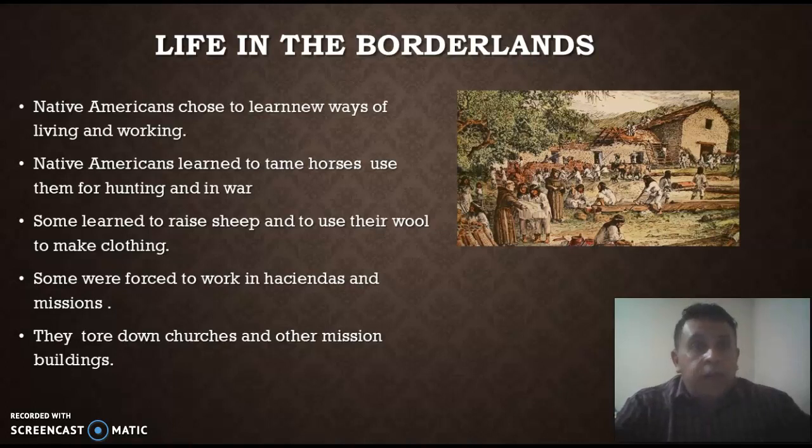Now, life in the borderlands was like I was saying. Some of them lived nearby and learned ways of living and working. So Native Americans learned to tame horses and use them for hunting and war. Some learned to raise sheep and use their wool to make clothing. I have to emphasize that horses and sheep were not animals from these lands; they came from Europe. Now, the Native Americans, as we said, were forced to work in haciendas and missions. Some of them didn't agree with this type of work, so they tore down churches and other mission buildings to protest against this slavery.